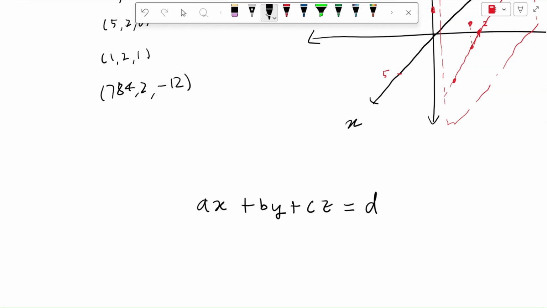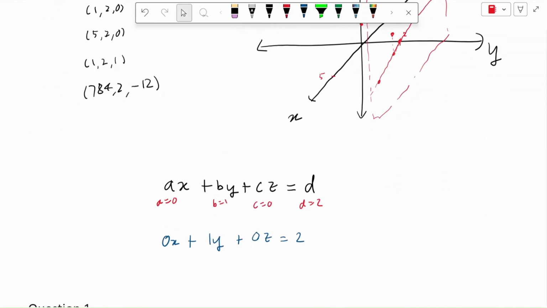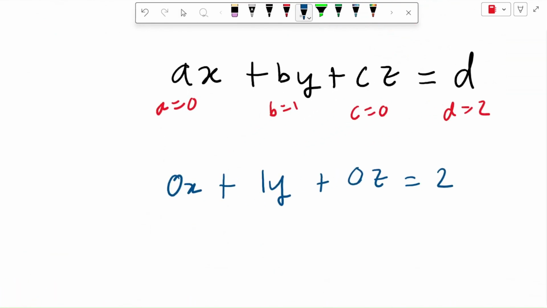Our equation in this first example happened to have a is 0, b is 1, c is 0, d is 2. Now, importantly, you can actually pull out the normal vector from the plane. By normal vector, I mean the vector which is perpendicular to the plane, or at right angles to the plane. So that was the equation of our plane here for y equals 2. That's just a very fancy way of writing y equals 2. And so the normal vector to the plane is (0, 1, 0). That's just these three coefficients there.